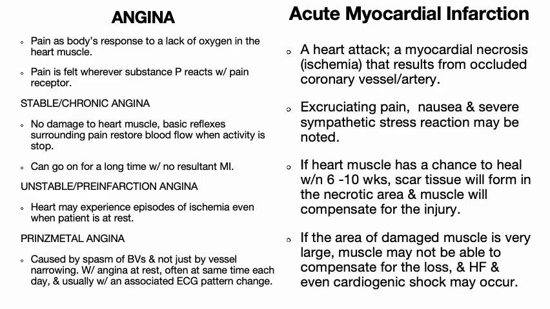So a serious danger of an MI is that arrhythmias can develop in nearby tissue that is ischemic and very irritable. Most of the deaths caused by MI occur as a result of fatal arrhythmias. So if heart muscle has a chance to heal within 6 to 10 weeks, scar tissue will form in the necrotic area and muscle will compensate for the injury.